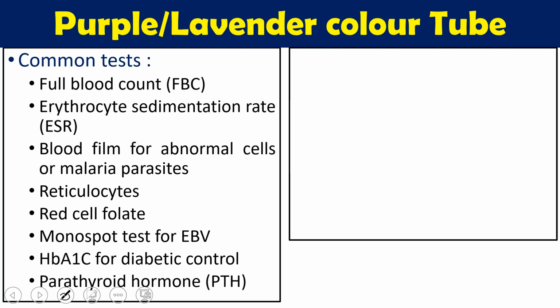Now where are we going to use these purple color tubes? Some of the very common tests where we use this type of tube are the full blood count, that is CBC, then erythrocyte sedimentation rate, ESR, for detection of any kind of infection or inflammation, blood film formation for abnormal cells and detection of malarial parasites, reticulocyte counts, red cell folate, monospot test for EBV, glycated hemoglobin, that is HbA1c, normally for diabetic people for diabetes detection, and parathyroid hormone, PTH, estimations. For all these purposes we require complete, that is uncoagulated, blood.